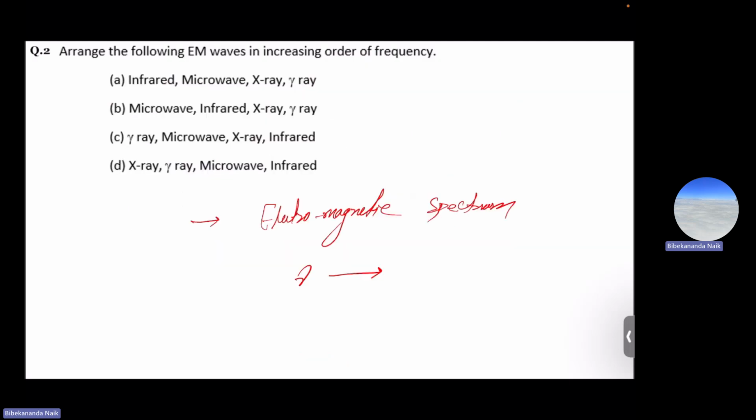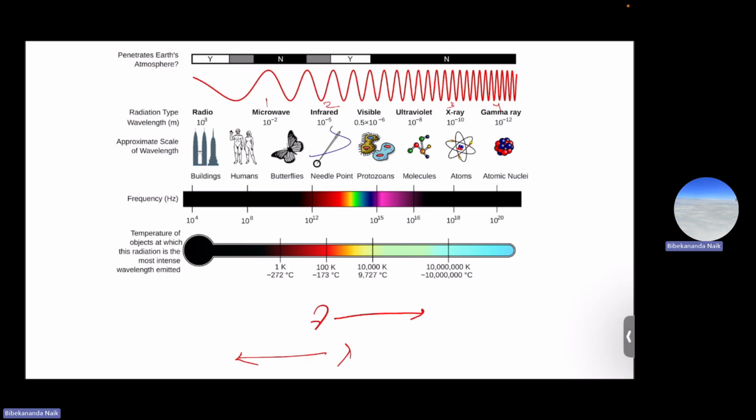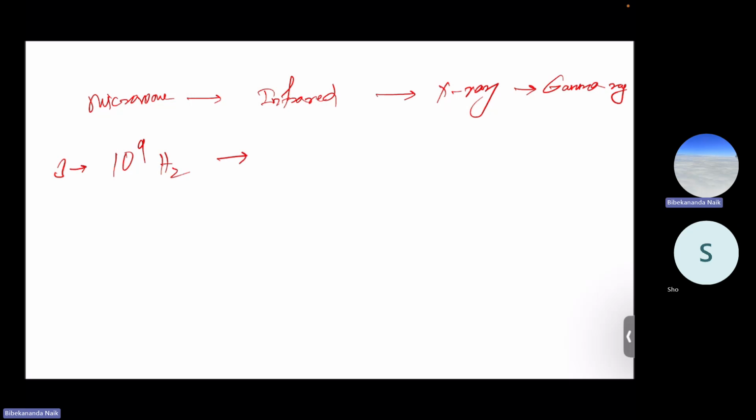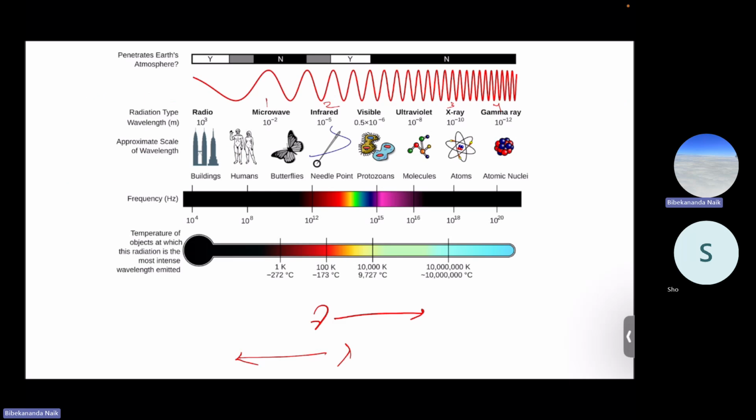So first it will be microwave, then infrared, then X-ray, then gamma ray. And if you consider the frequency, microwave corresponds to gigahertz, of the order of 10 to the power 9 hertz. Infrared is of the order of 10 to the power 12 to 10 to the power 13 hertz.